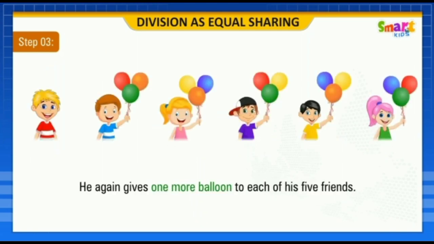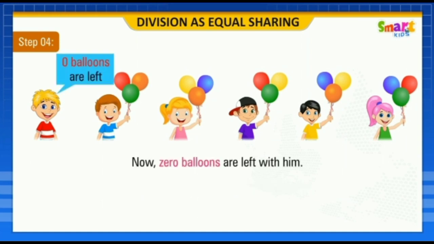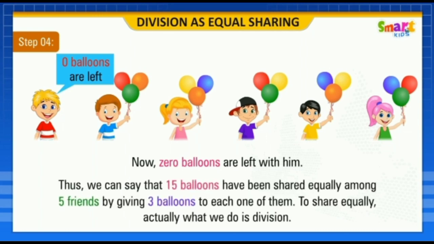Step 3: he again gives 1 more balloon to each of his 5 friends. Now 0 balloons are left with Sonu. So 5 minus 5 equal to 0. Now Sonu has 0 balloons left with him and each friend has 3 balloons in their hands. So we can say that 15 balloons have been shared equally among 5 friends by giving 3 balloons to each one of them. To share equally, actually what we do is division.